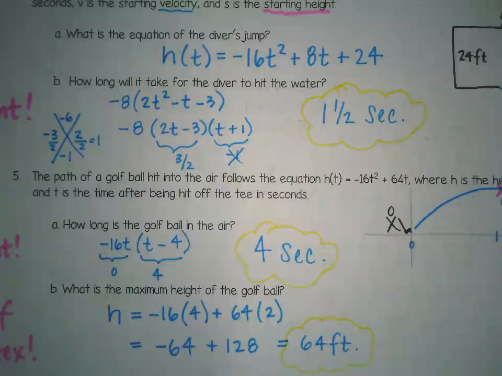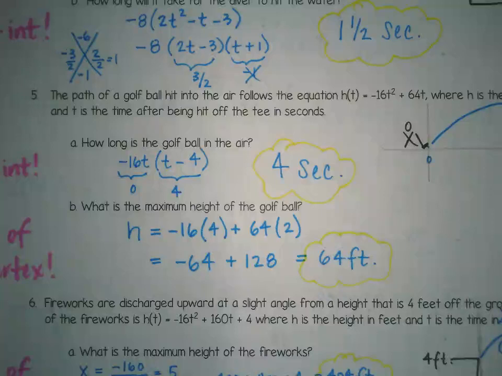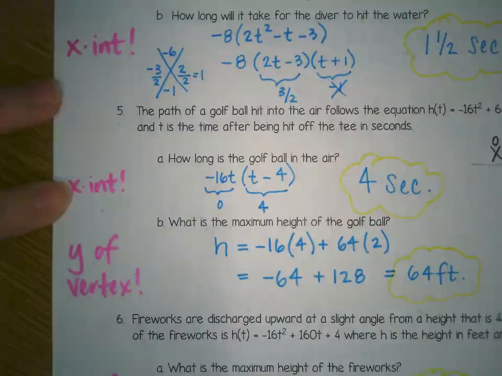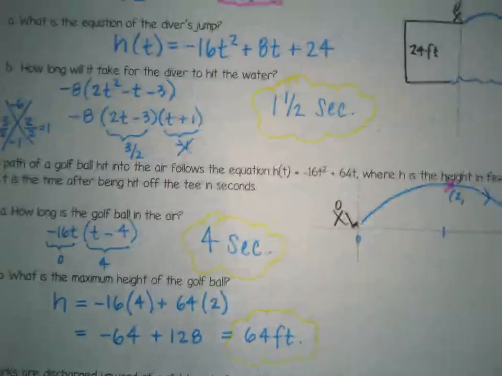Now, a lot of times quadratic formula is not ideal because of these crazy large numbers that you're getting in these problems, but it still is an option. But again, we are finding the x-intercepts or the vertex on every single one of these questions.